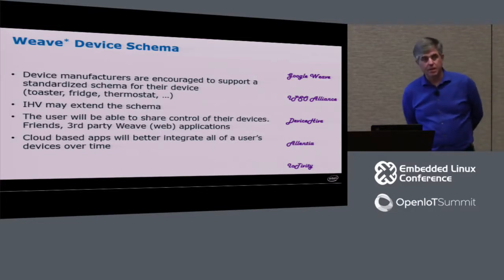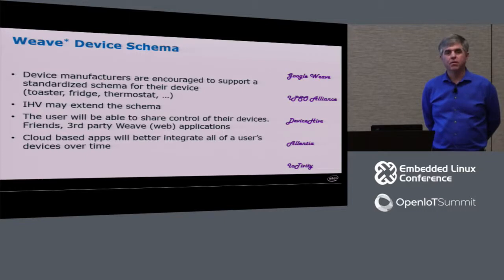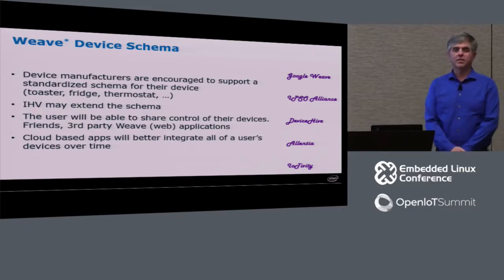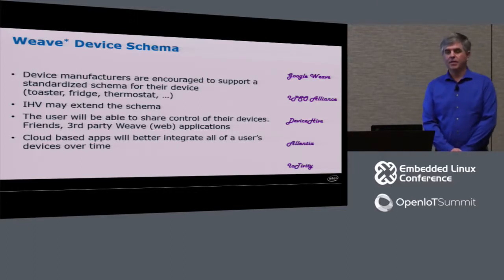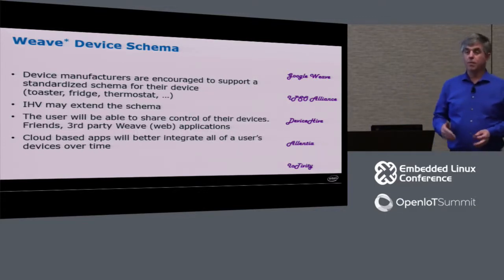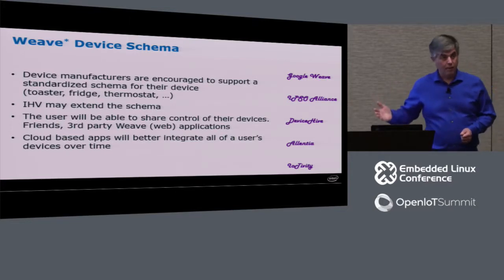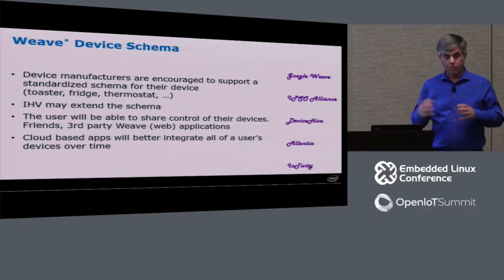Weave device schemas, as I mentioned, with the JSON, are very important. You really want to have a common level of functionality across devices of whatever class. You wouldn't want, as you see here, a toaster, a refrigerator, or a thermostat that doesn't respond to a common set of commands, because then you wouldn't be able to write web apps to talk to any toaster and expect it to respond in a reasonable way. Therefore, you need to have a schema for each device class.